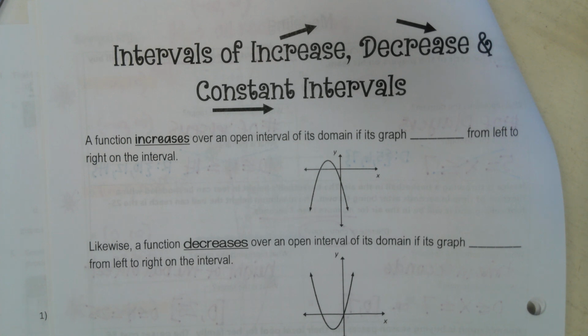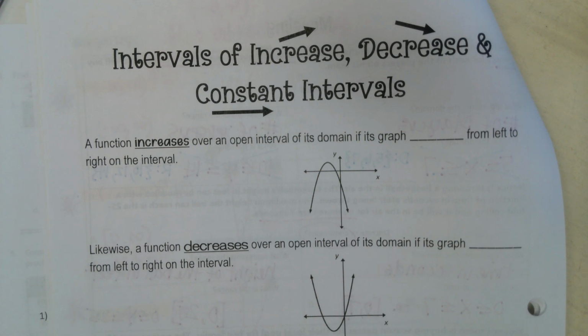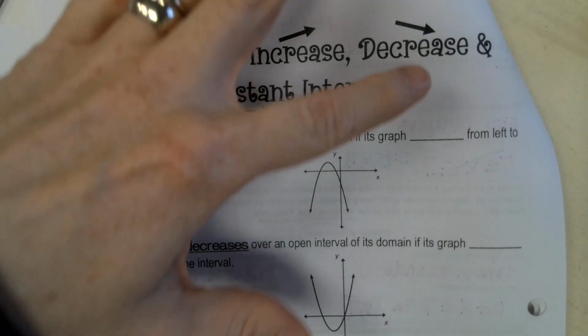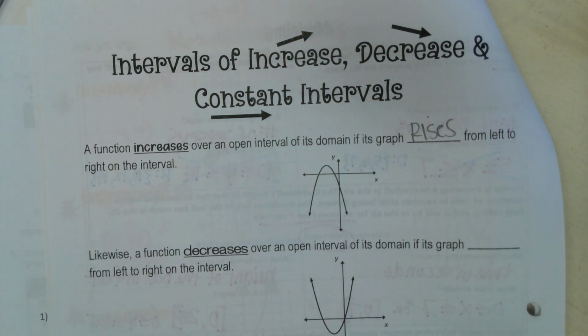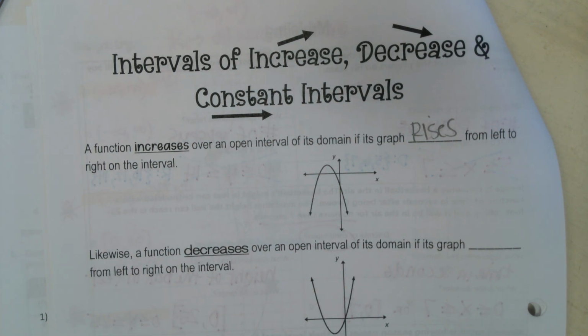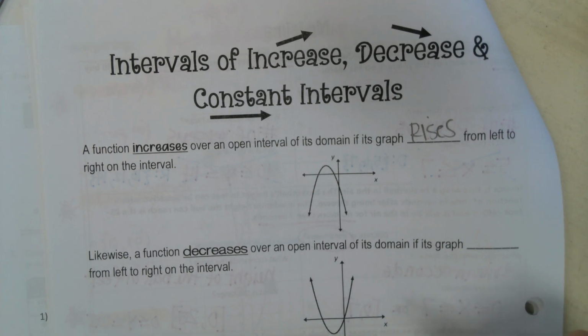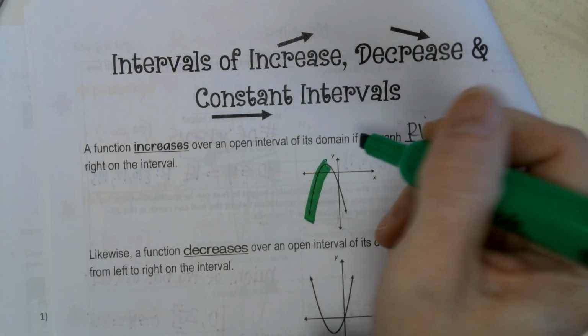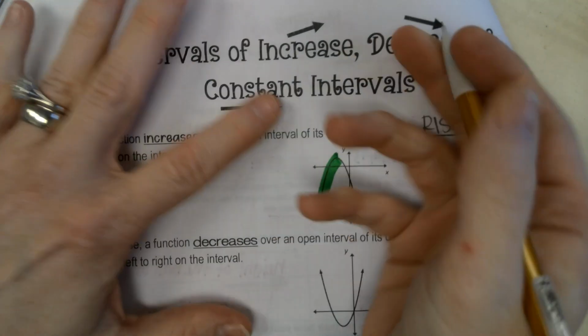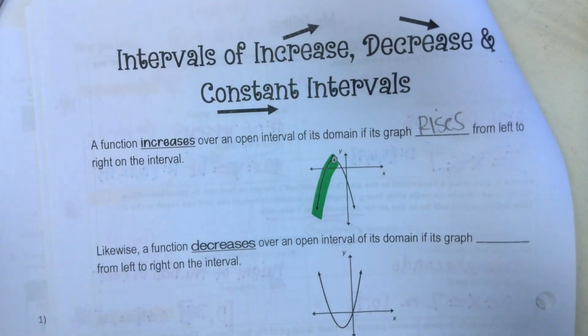Okay, here we go. Intervals of increase, decrease, and constant. A function increases over an open interval of its domain if a graph rises from left to right on the interval. If the graph is rising from left to right, so grab your green highlighter. As I trace this graph from left to right, this graph is going up until I get here to this maximum point.